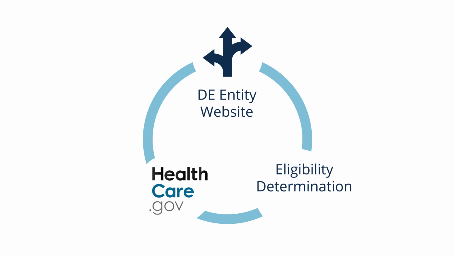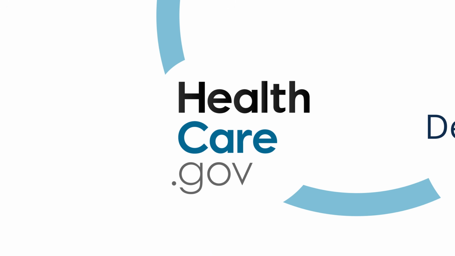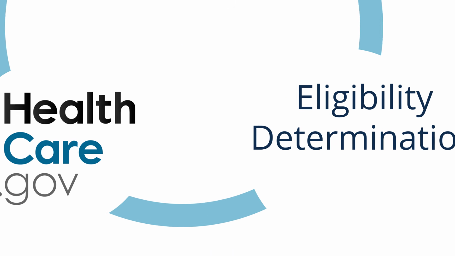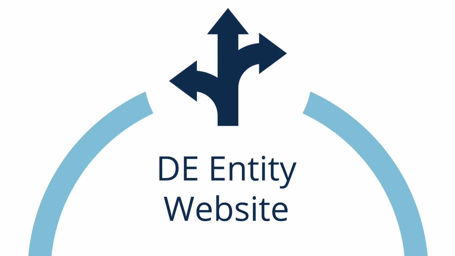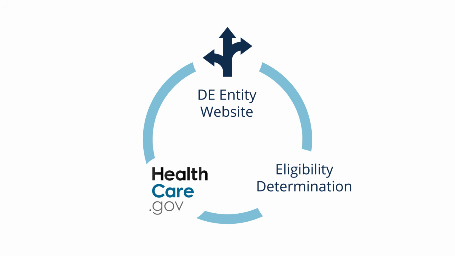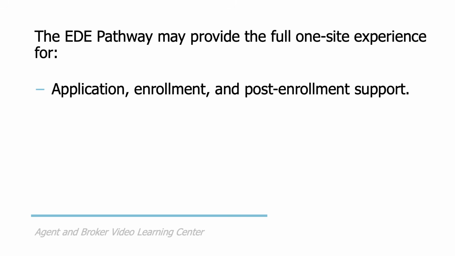When you use the Classic DE pathway, you will start a consumer's application process directly on an approved DE entity's QHP issuer or web broker website. You'll be redirected to healthcare.gov to complete the application and get an eligibility determination from the marketplace, and if the consumer is eligible, you will then be redirected back to the approved DE entity's website to select a QHP and continue enrollment. In the EDE pathway, approved EDE entity websites may provide the full one-site experience for application, enrollment, and post-enrollment support on their own websites, all without being redirected to healthcare.gov.